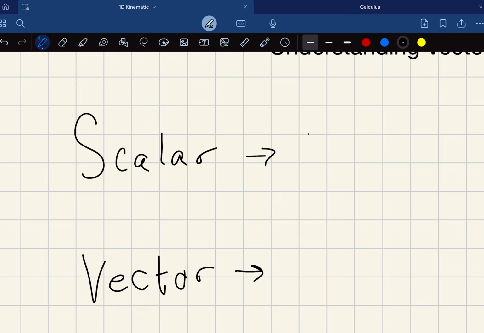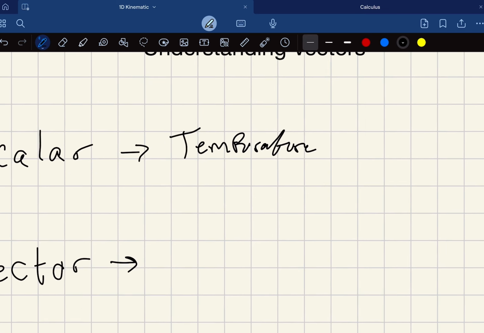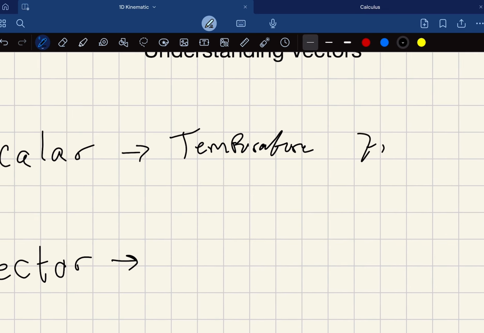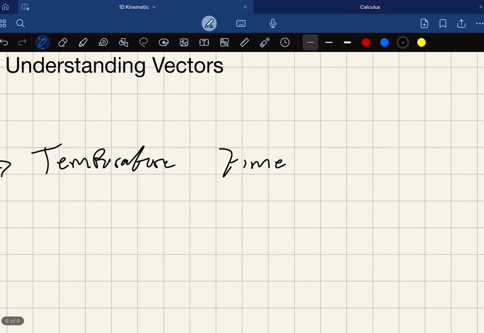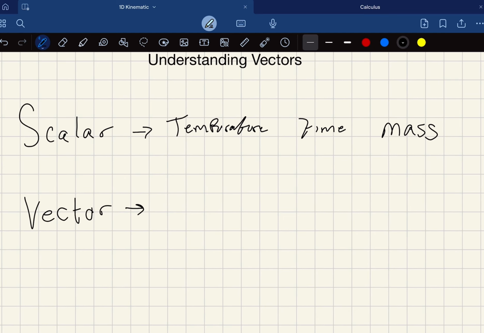So a scalar would first off be temperature. Another one could be time, as time does not have a direction. Same thing with temperature. Another one could be mass. So anything that just doesn't have a direction really would be listed as a scalar quantity.